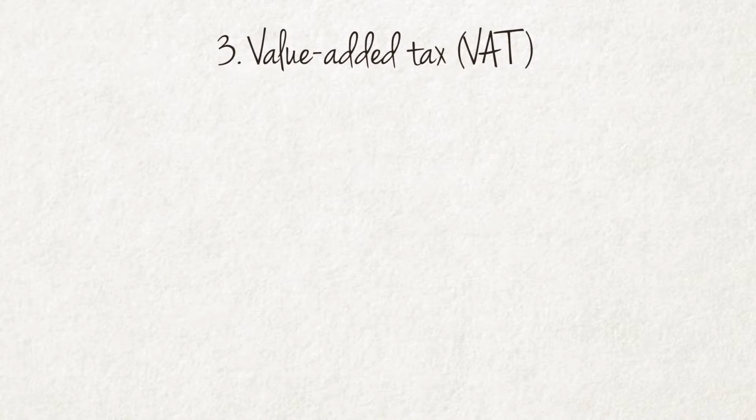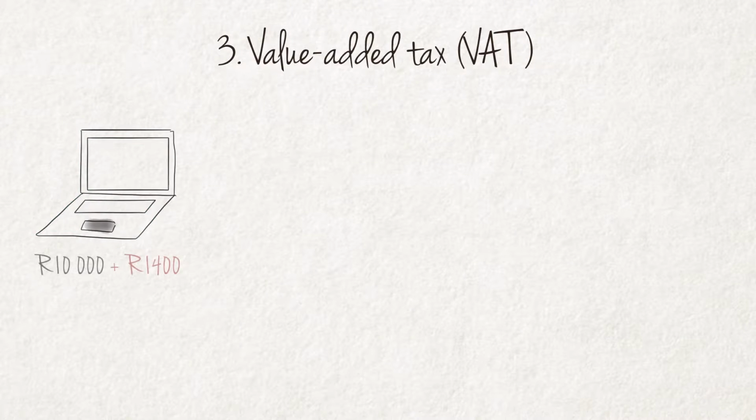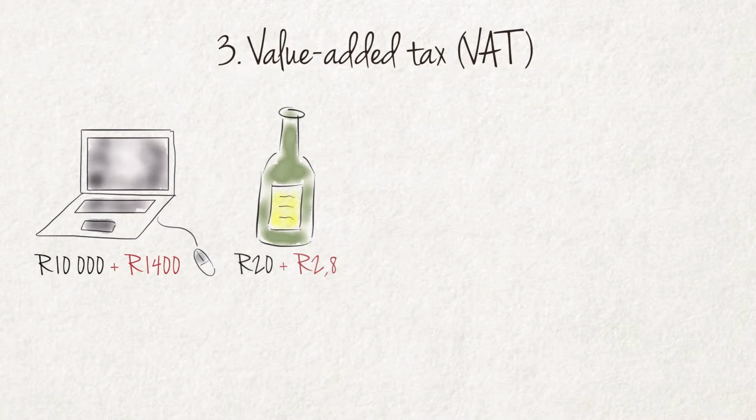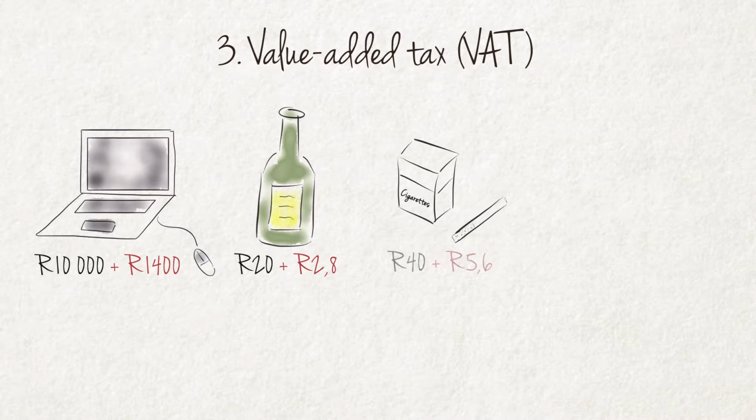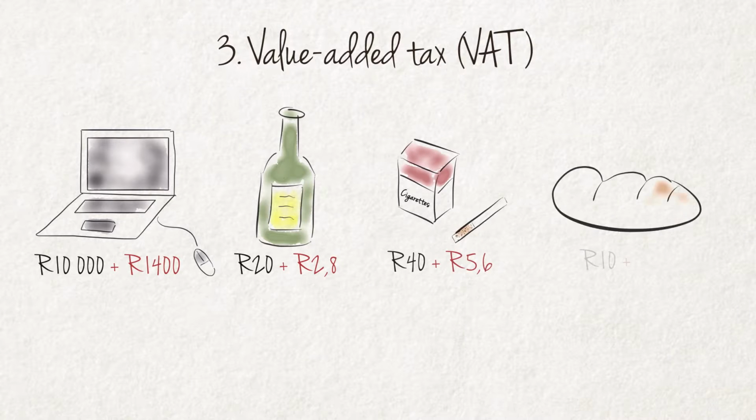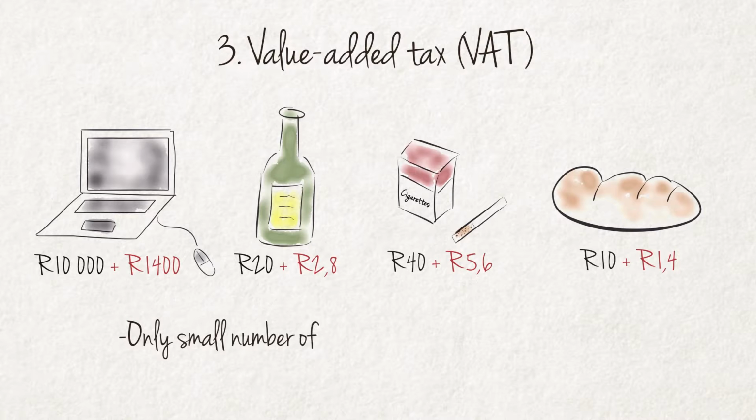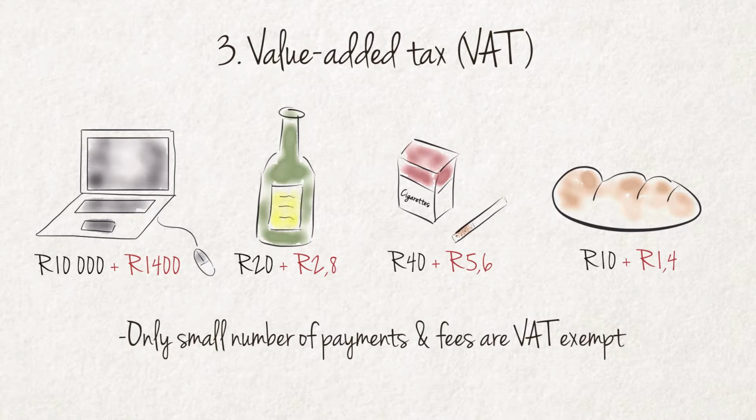Value-added tax, VAT. Value-added tax, commonly known as VAT, is the second important form of government revenue. VAT is charged on all transactions and paid on most purchases. Only a small number of payments and fees, for instance penalties and license payments, are VAT exempt. All people, irrespective of whether they are poor or wealthy, pay VAT.